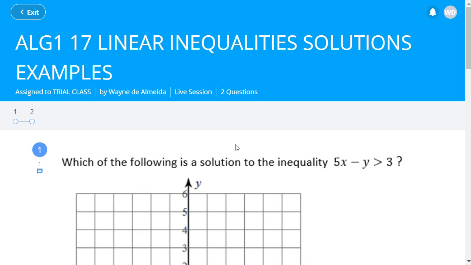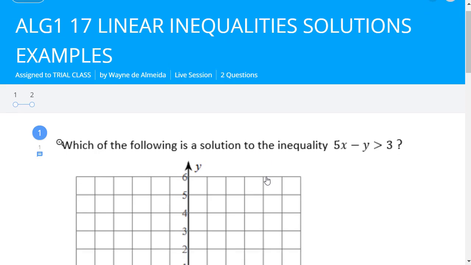Hello and welcome. Today's lesson is going to be about linear inequalities and whether some points are the solution or not the solution to an inequality. So let's look at some examples.